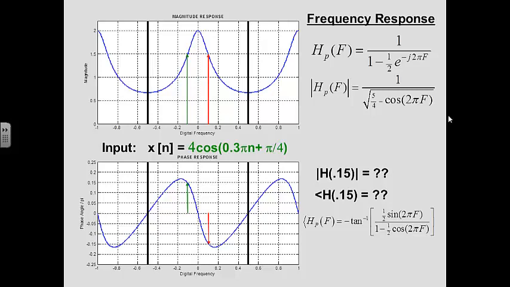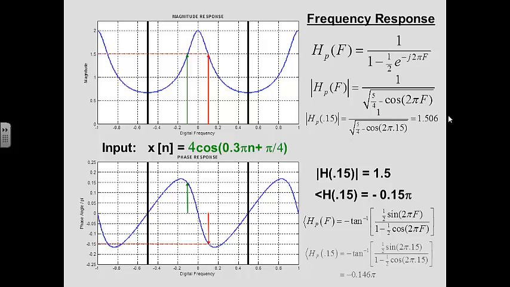And on the magnitude response at 0.15, I read off a magnitude of about 1.5. And for phase, it looks like about minus 0.15 times pi. So we evaluate the magnitude and phase at that particular frequency. If I didn't have the graph, I could literally plug in f equals 0.15 into this expression, and find out that more exactly, the value is 1.506. And in this phase expression, we plug in f equals 0.15, and you get minus 1.46. So graphically or analytically, we get the same value. And that's all I need to know.